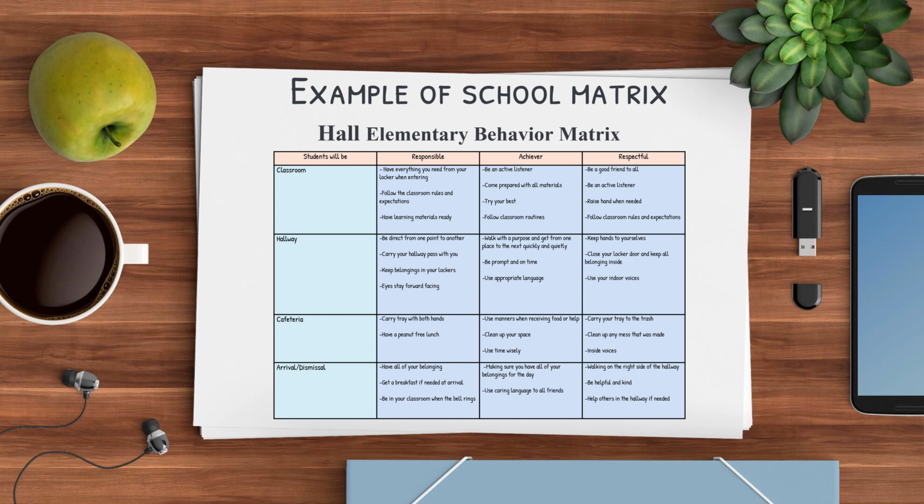These are often areas that have many issues with behavior, and it would help eliminate them by having a school-wide behavior matrix so students understand what it looks like and sounds like to be in those areas. Again, this is just an example of a school matrix, but there are many other examples.